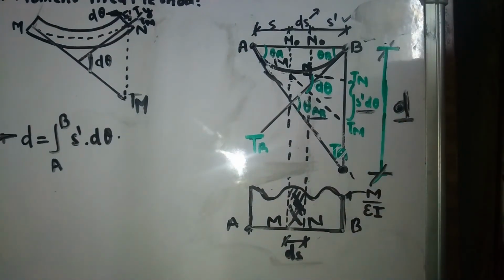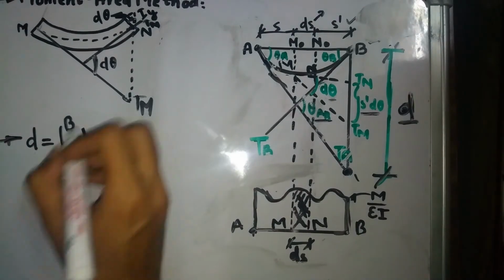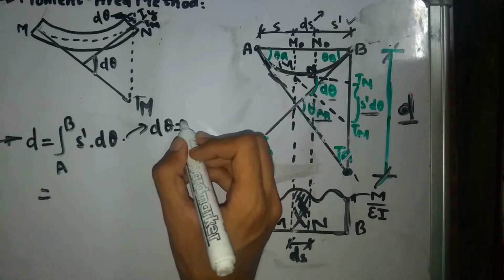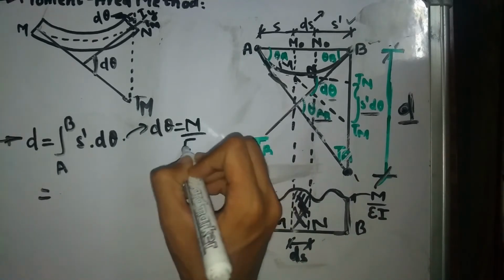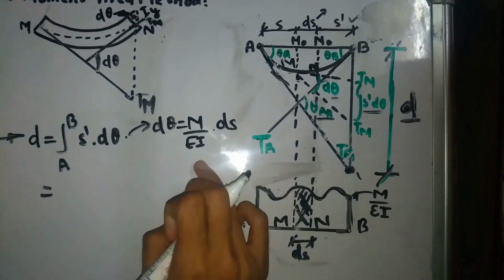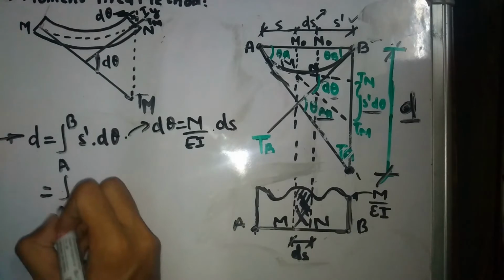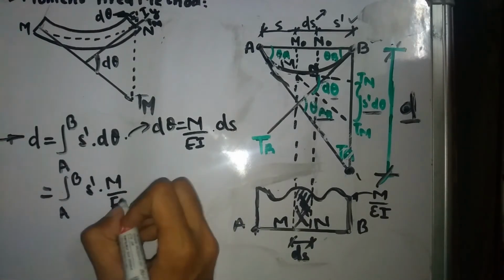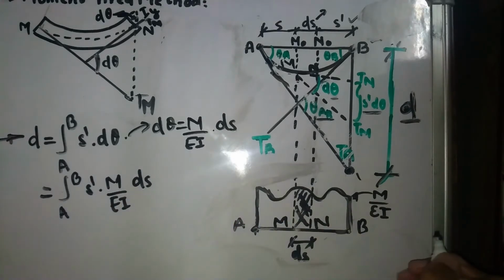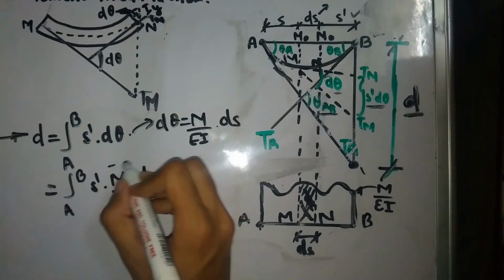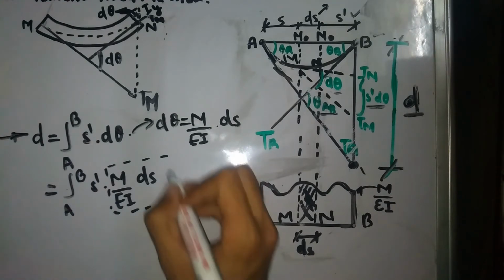Next, as we calculated in our first theorem, d theta is equal to M by EI ds. I have already covered that portion, so you can go back in our video and see that d theta equals M by EI ds. So d theta becomes M by EI ds, and then we integrate.